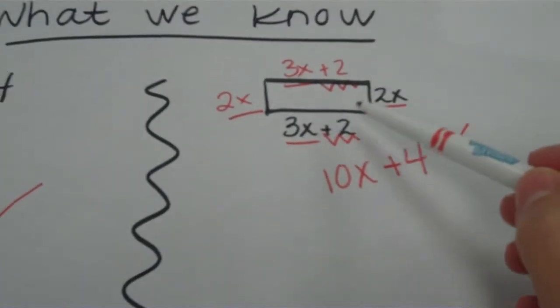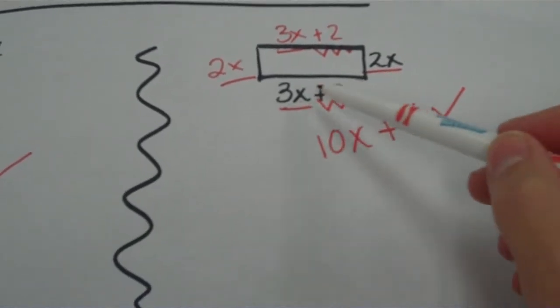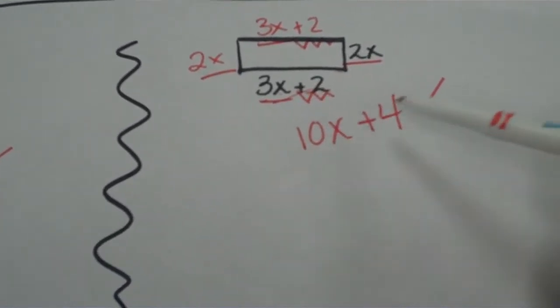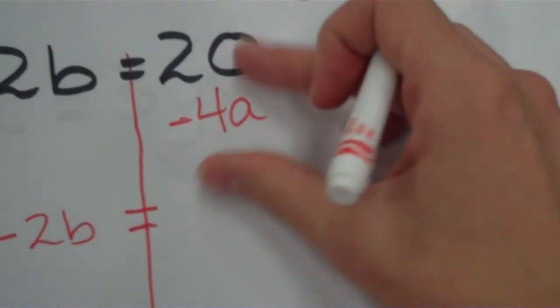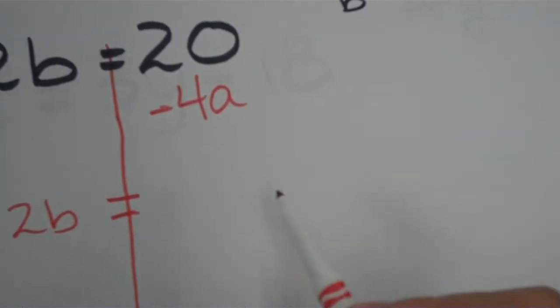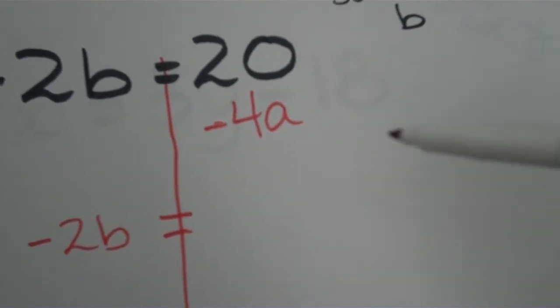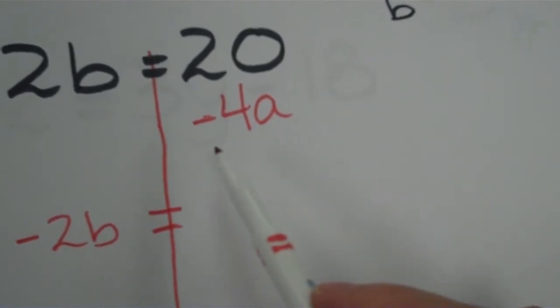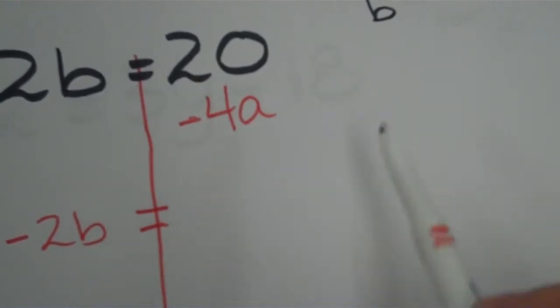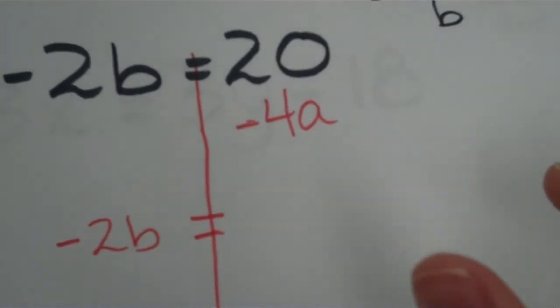Just like here, you couldn't add the 3 and this 2 because they're different. You had to write them side by side. Same thing here. These are different. You cannot subtract them, so you have to write them side by side. It does not matter which one you put first. You could bring down 20 and then put minus 4A, or you could put negative 4A and then a positive 20. It doesn't matter which one goes first.